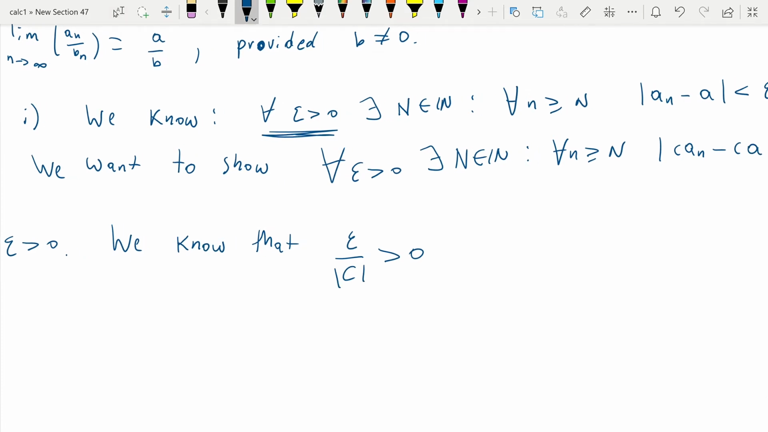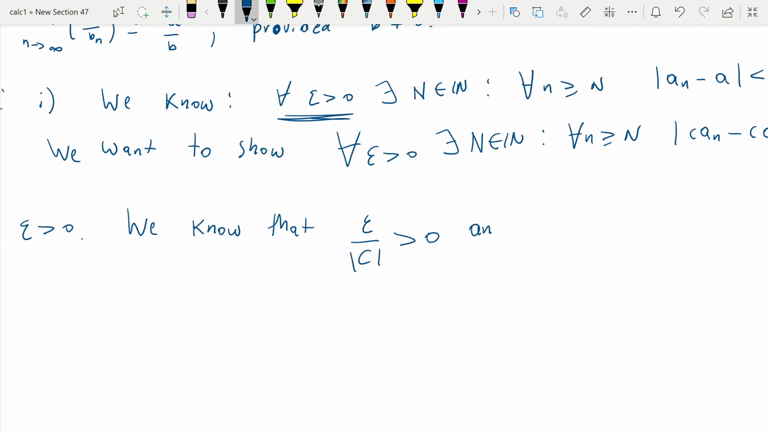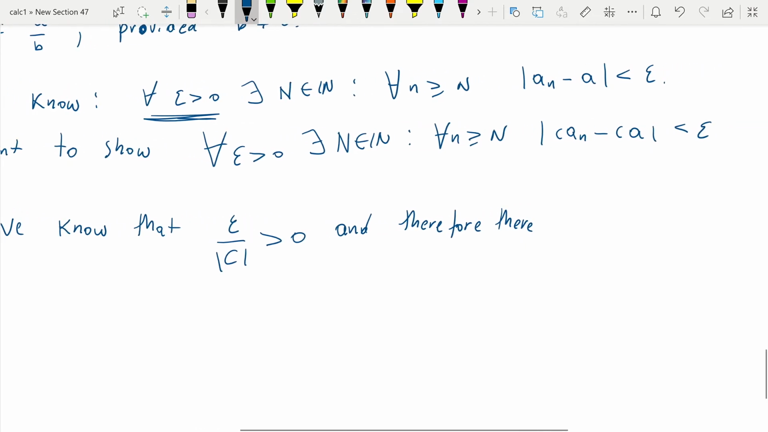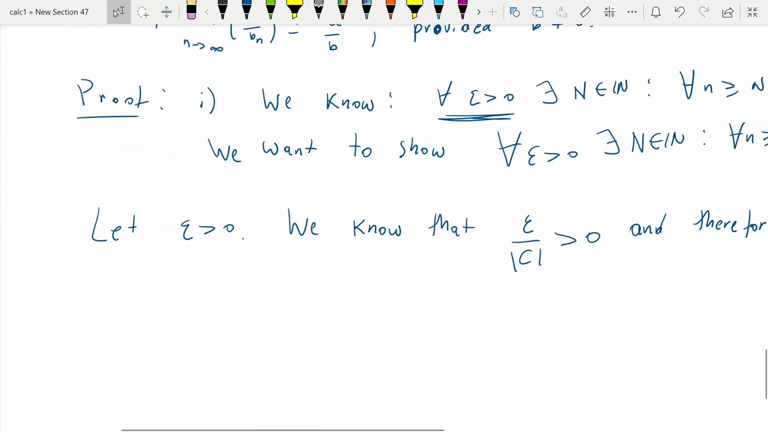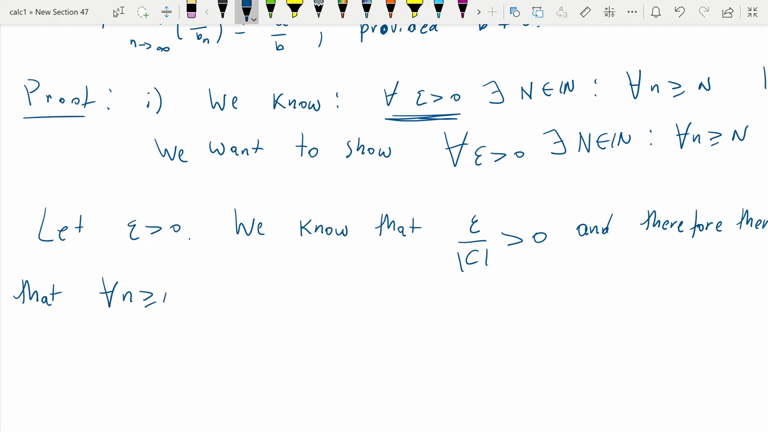Epsilon over the absolute value of c is greater than 0, right? And so there exists an N associated to that particular number, associated to that epsilon over the absolute value of c, such that for all n greater than or equal to N, the absolute value of a_n minus a is less than epsilon over c.